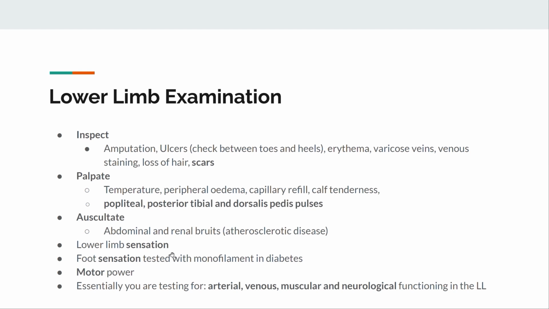Check the sensation. Use your fine touch, your gross cotton wool touch. Do vibration and proprioception, and then use the monofilament on the bottom of the foot if they're diabetic. Then get them to move all the joints, and that's kind of it. You could test for coordination as well if you want, but that's more of a brain thing, not really a limb thing.